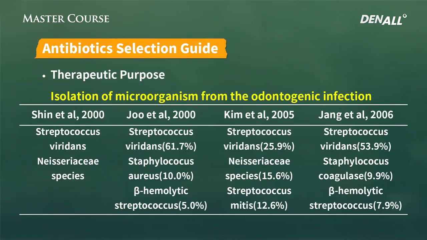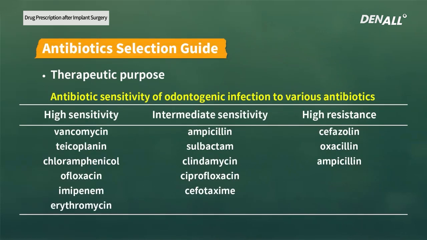Second, for therapeutic purpose, when infection occurs, this antibiotics selection guideline can be used. Various papers are summarized here. In most papers, in most oral infection, Streptococcus is dominant. And this is the antibiotic sensitivity to Streptococcus.